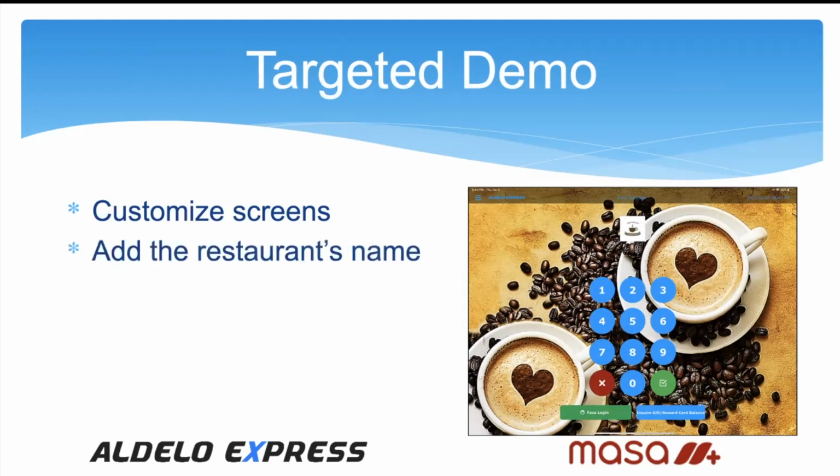You want to add the restaurant's name. You can take a picture of the restaurant and make that the back behind screen. But add the restaurant's name to it. And you'll see I've got here a logo above my 10 keypad. That is the restaurant's logo. Put it there. It's easy to do.